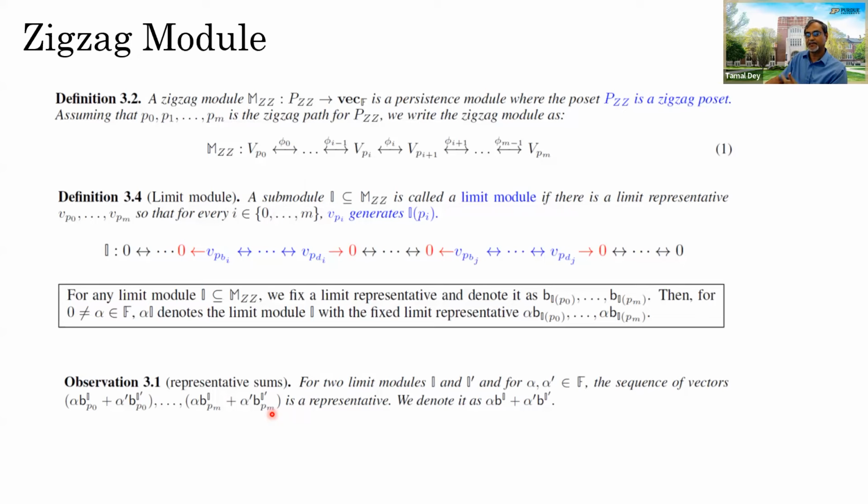So this defines a pointwise sum, and the way the definition is, it becomes a valid interval module, which is the new limit module. One can see that the limit module is nothing but an element in the limit space of MG, actually.